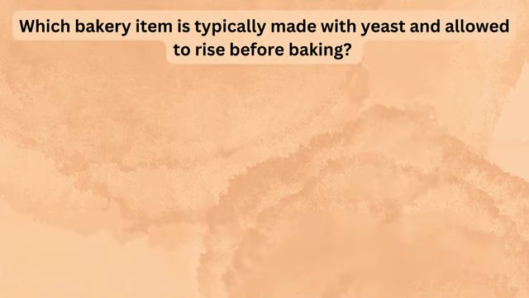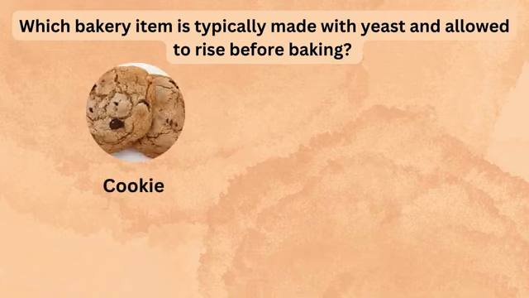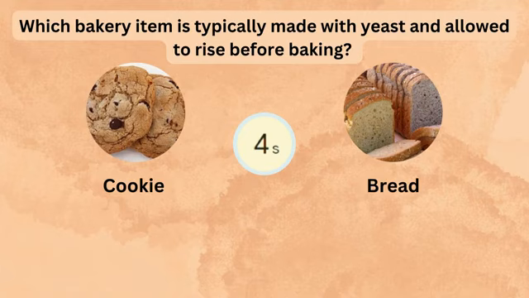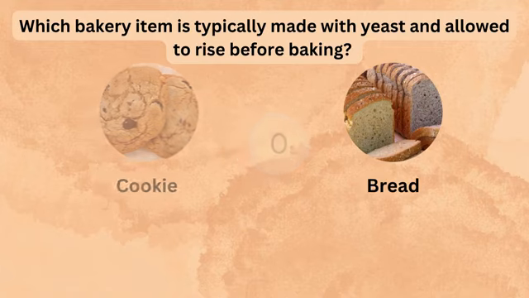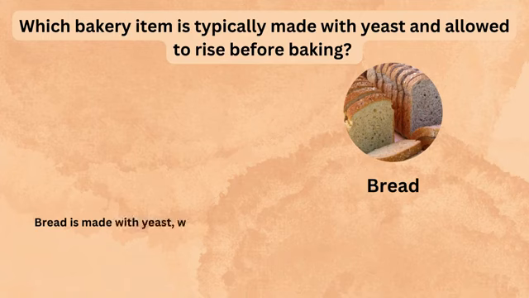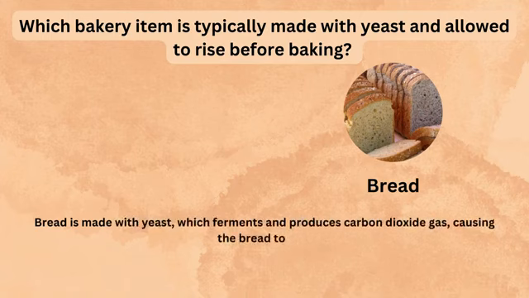Which bakery item is typically made with yeast and allowed to rise before baking? Cookie or bread? Bread is made with yeast, which ferments and produces carbon dioxide gas, causing the bread to rise.